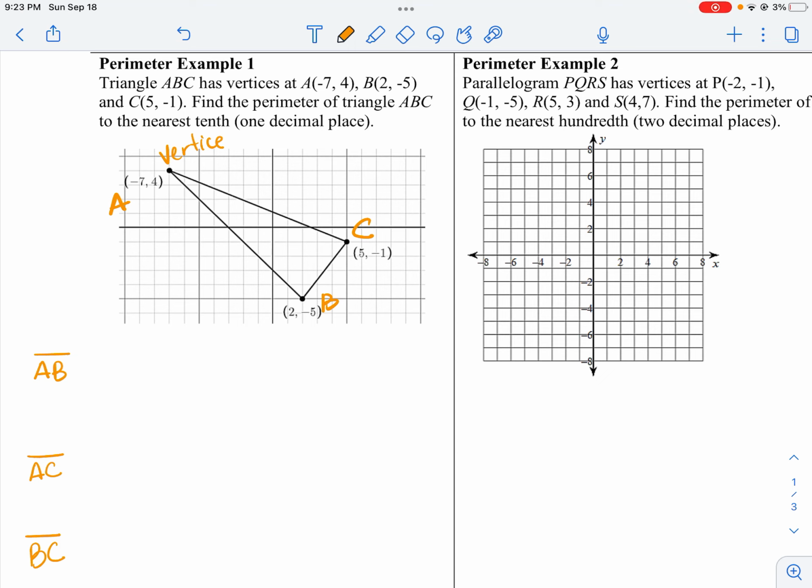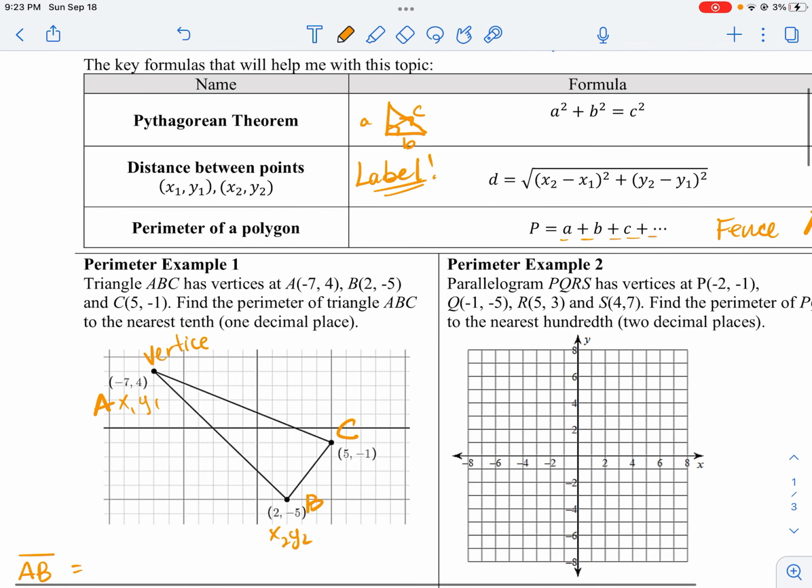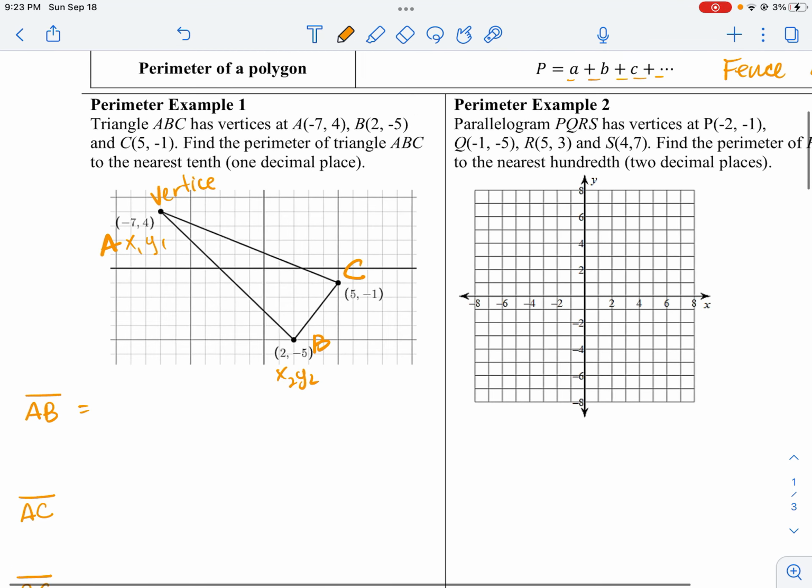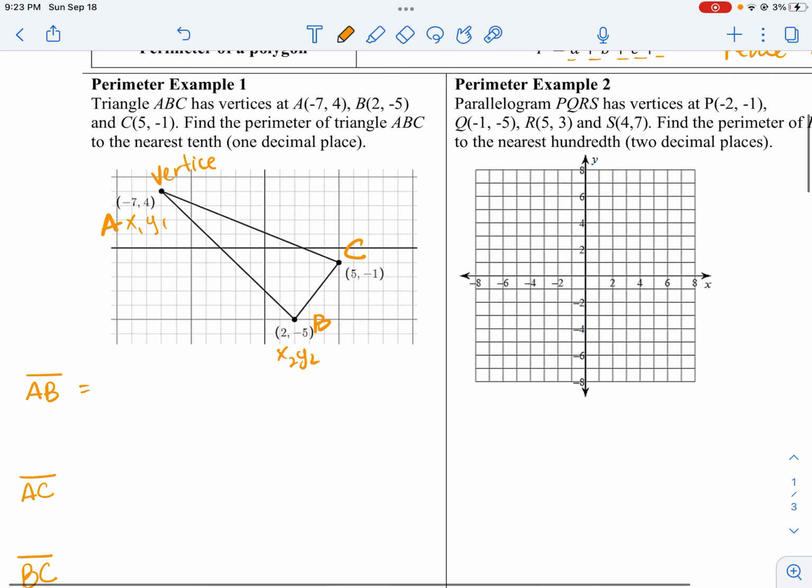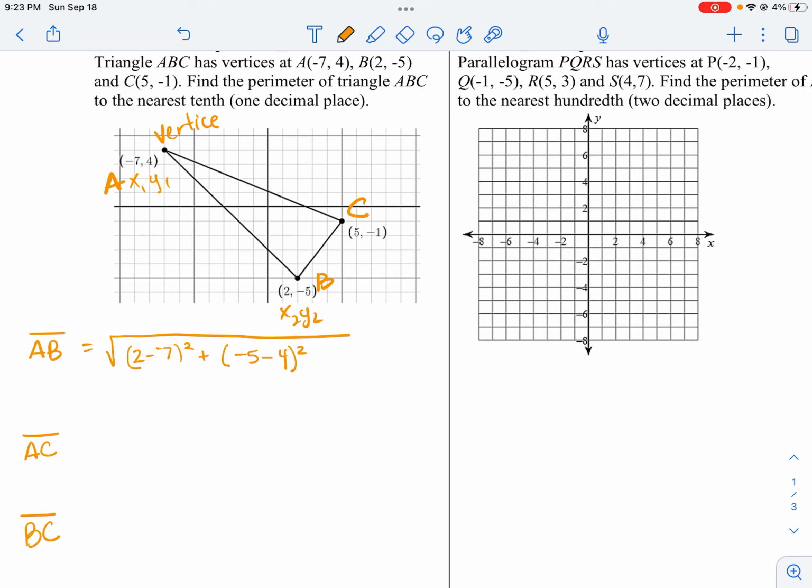We'll do that one in orange. So the distance formula, remember it's back up here. It's the square root of x2 minus x1 squared plus y2 minus y1 squared. So we're going to say this is the square root of 2 minus negative 7 squared plus negative 5 minus 4 squared. Now remember, we can put that all in the calculator and get it nice and pretty.